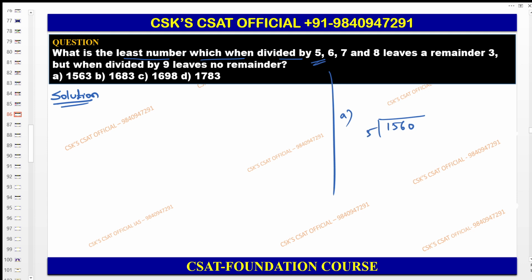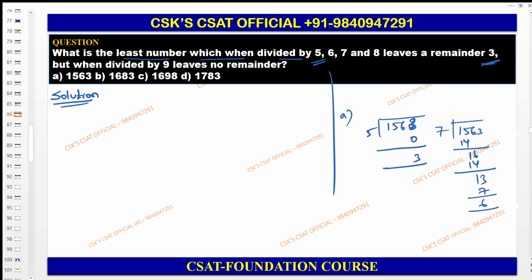Listen, this is 3. Obviously in the 5 table, the unit place is 0 here. Surely it gives you remainder 3. Yes, the first case is satisfied. Now similarly you need to check with the second one also, that is very important. Now divided by 7: 14 goes, 1 6, again 14 goes, then again 1 3, 7 goes, 6 0 in this case. So the first option is eliminated. So I am going with option B.